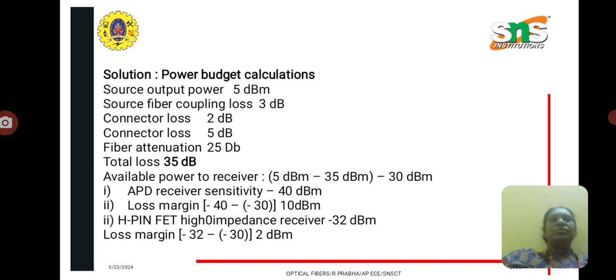Here also for the power budget calculation, the total loss is computed by adding the fiber coupling loss, connector loss, splice loss and fiber loss, and it is calculated as 35 dB. The available power to the receiver is 5 dBm minus 35 dB, which is minus 30 dBm. The APD receiver sensitivity is minus 40 dBm, so the loss margin is 10 dB. For the PIN FET high impedance receiver, the sensitivity is minus 32 dBm, so the loss margin is 2 dB.